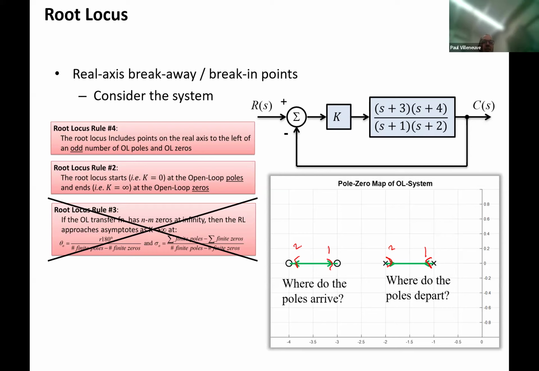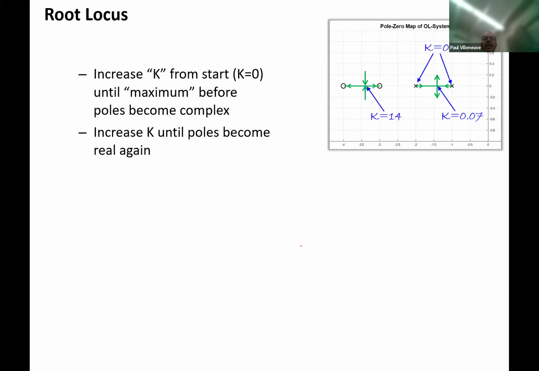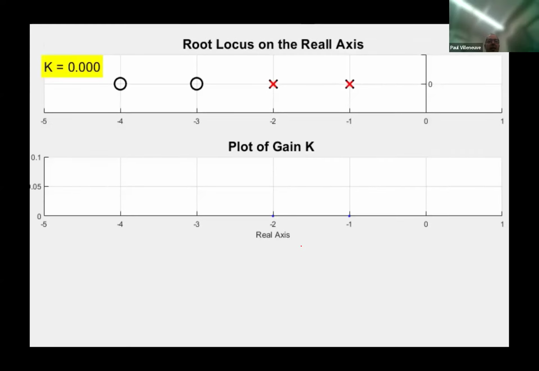So where do they depart? Where do they arrive? All right, so let's just look at a picture of when k equals 0. When k equals 0.7 is when they leave. Now we're going to increase k until they get back to being purely real. And then we're going to continue to increase k until it reaches infinity. So that's our starting at a pole and ending at a 0. But the question is, how do we get there from here? So let's do some plotting.